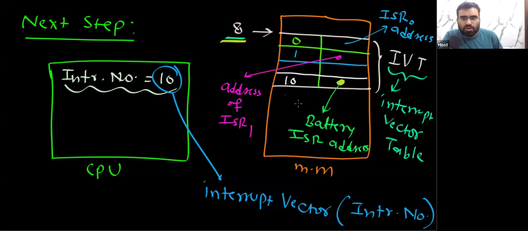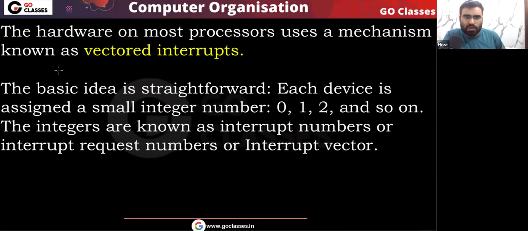So here you will find the address of the battery ISR. Now you can go to the battery ISR and execute it. Okay, is this clear? Please tell me. So this is the complete process. Did you understand? Please tell me. So let me tell you step by step.